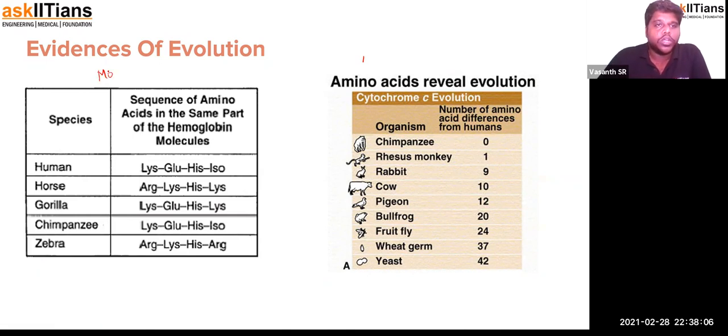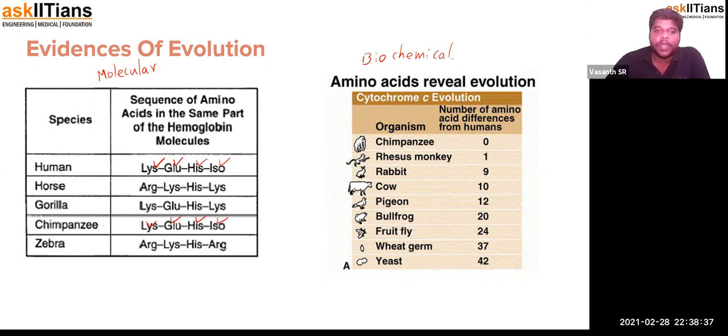This here is molecular in nature, and this here is biochemical. So when you see the molecular part, the human and the chimpanzee will have the same sequence of amino acids in the hemoglobin: lysine, glutamine, histidine, isoleucine. Lysine, glutamine, histidine, isoleucine. You see that?